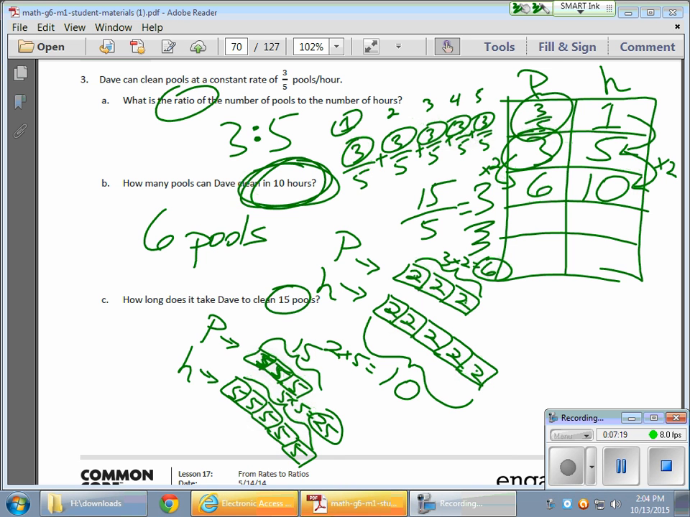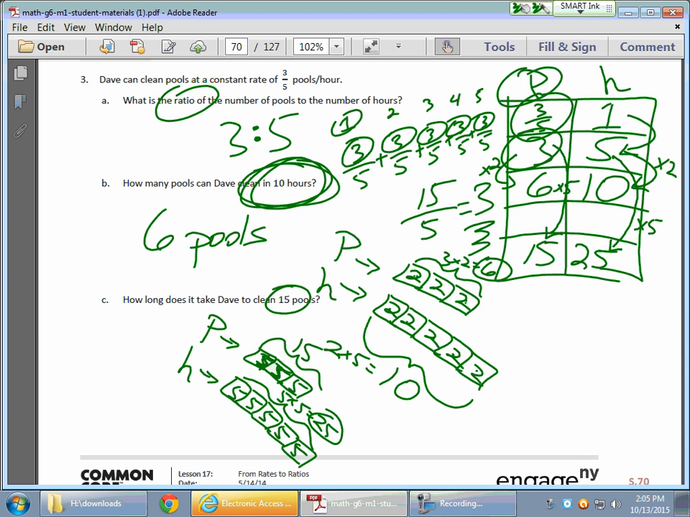Now I can do that over here too. I can take the pools and put the 15 in here, and I have a pattern here, which is nice. I can take this 3 and say, how do I get from 3 to 15? That's a multiply by 5. When I do the same thing with the number of hours, take 5, multiply by 5, and I get 25 doing it that way.